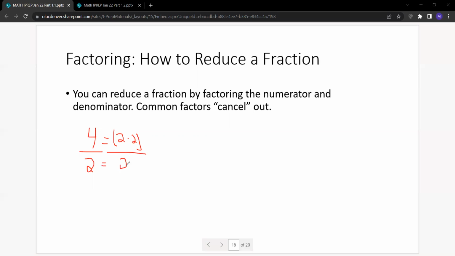2 is equal to 2. And now you kind of just cancel this out, right? They both have a 2. So your answer is just 2 over 1, or 2. So this is kind of a little example. We're definitely going to do some more on the next page. So let's go ahead and see what else we can look at.